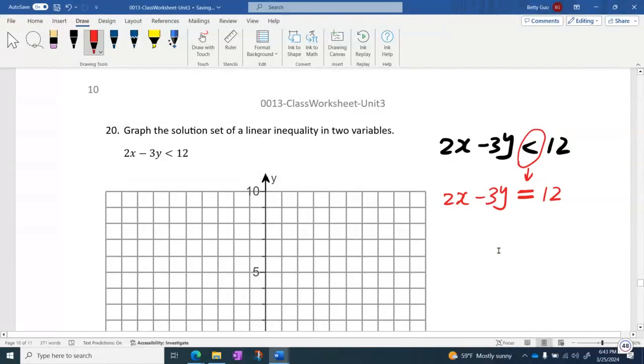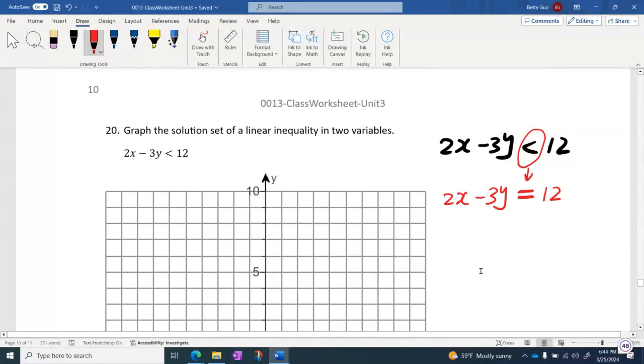Of course, we don't have an inequality anymore. We have an equation, and this equation is very closely related to the inequality. Everything is the same, only the symbol is different. This is the inequality, this is the equation. And look at this equation. Is this equation a linear equation in two variables? In other words, is this equation a straight line in a rectangular coordinate system?